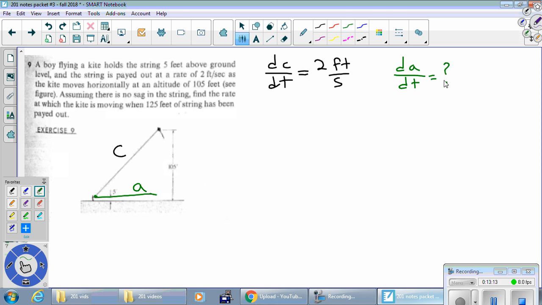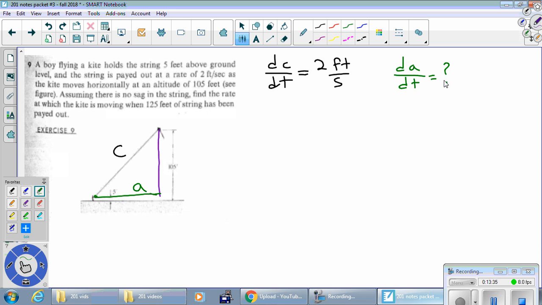So how many feet per second is that A growing by? Okay, and so I've got two sides of a right triangle drawn in. I sure feel like I should draw the last side. So that's this one here, not going to the ground, but going 5 feet off the ground. And you could label that with a B.